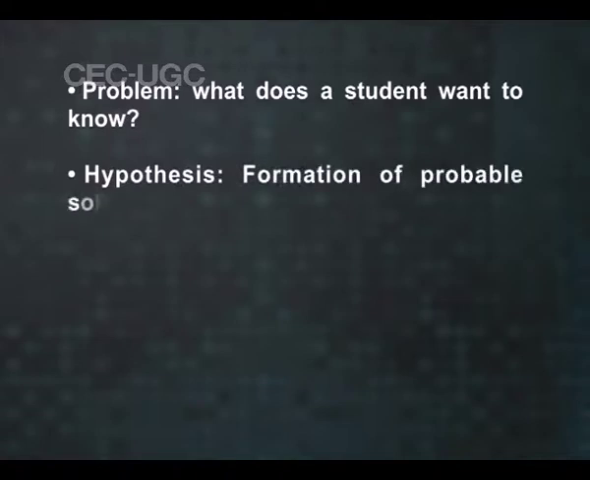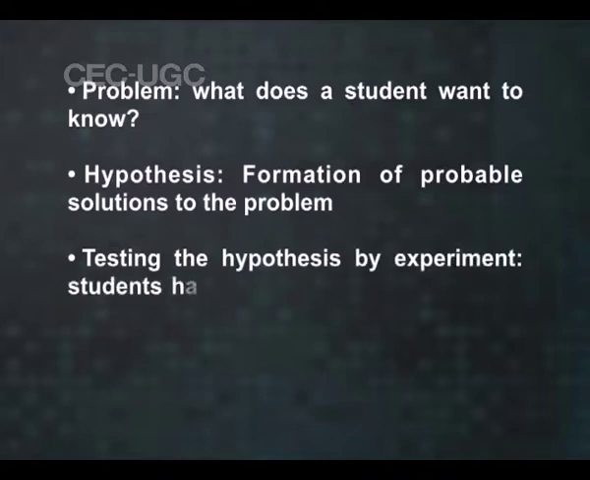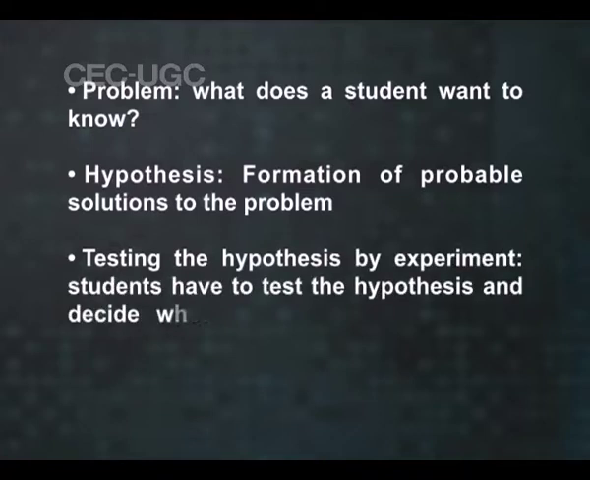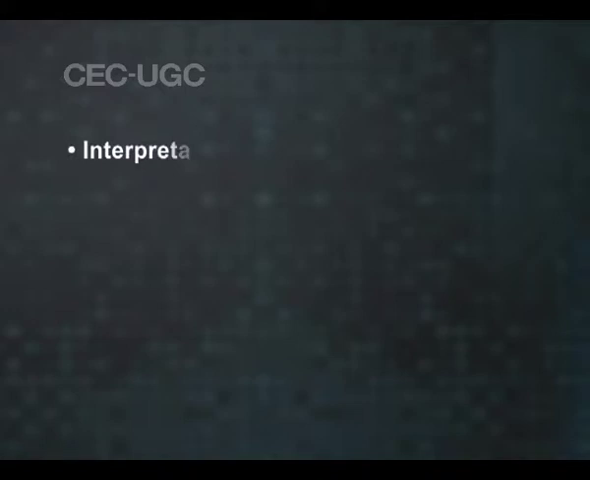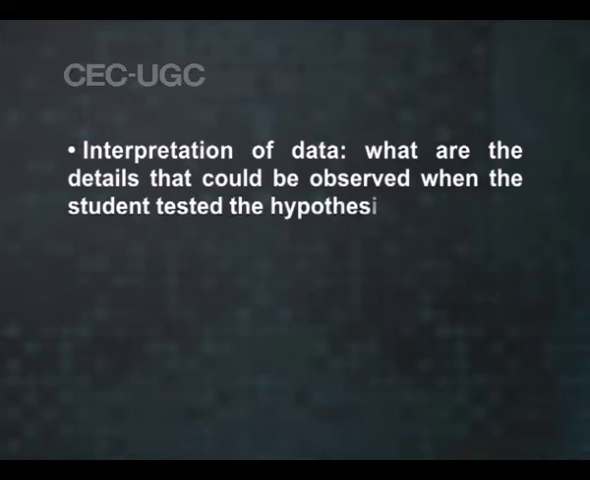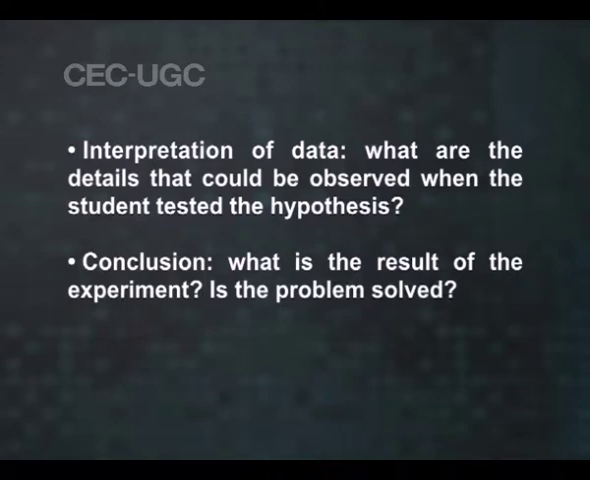The following are the steps of investigatory projects. Problem. What does a student want to know? Hypothesis. Formation of probable solutions to the problem. Testing the hypothesis by experiment. Students have to test the hypothesis and decide whether solutions hypothesized are valid and acceptable. Interpretation of data. What are the details that could be observed when the student tested the hypothesis? Conclusion. What is the result of the experiment? Is the problem solved? Investigatory science projects can be carried out as a science club activity.